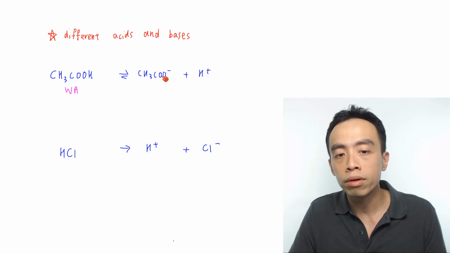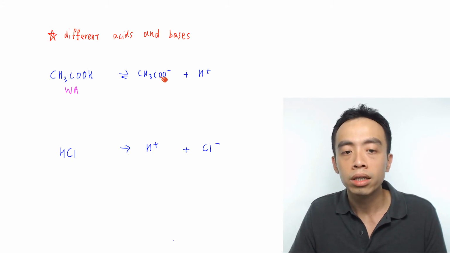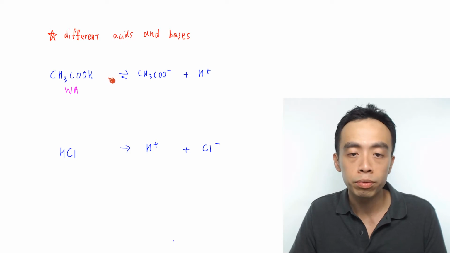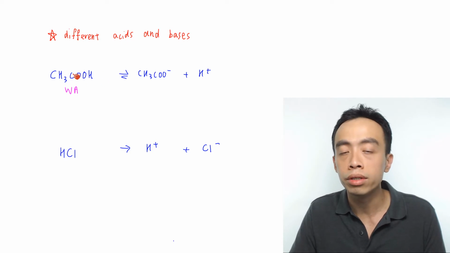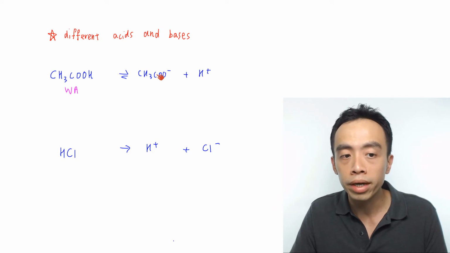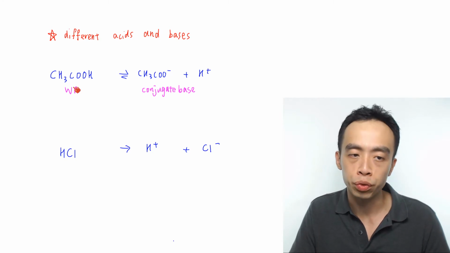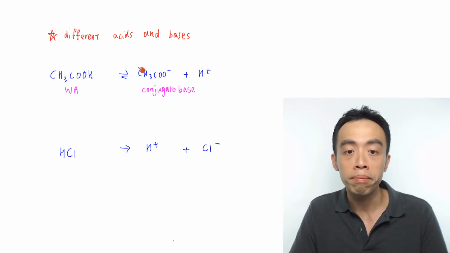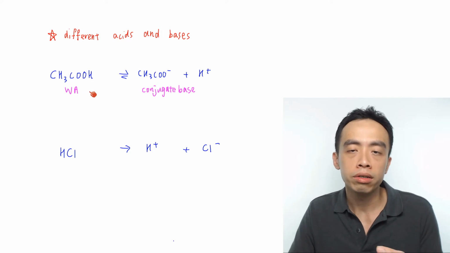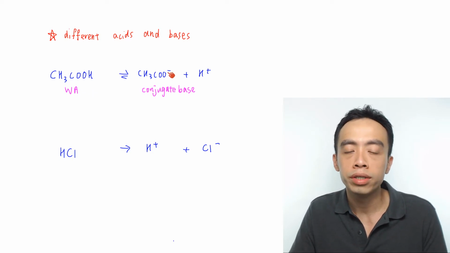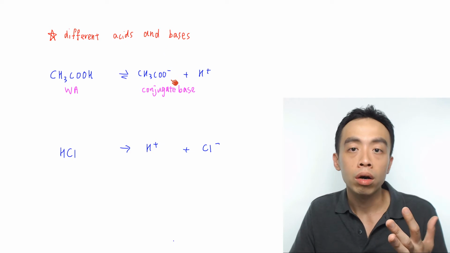Now the counter ion CH3COO- in the reverse direction can accept a H+ to form back CH3COOH. This CH3COO- we call the conjugate base of the weak acid. The word conjugate just means that this CH3COO- is a base with respect to CH3COOH. It's a conjugate base of that weak acid. It doesn't really tell us whether this CH3COO- is a strong base or a weak base.